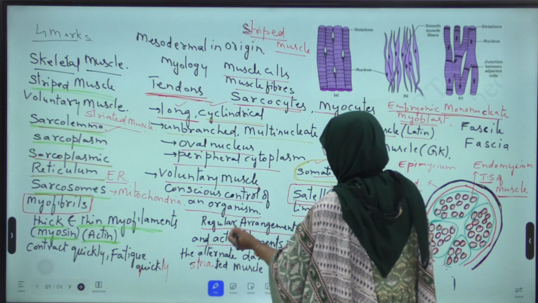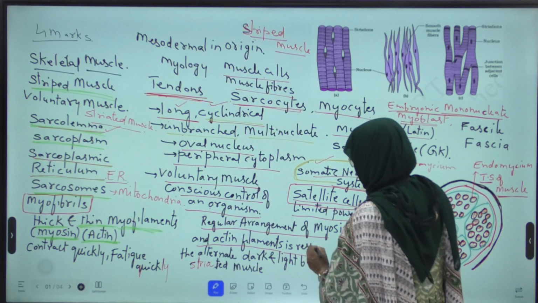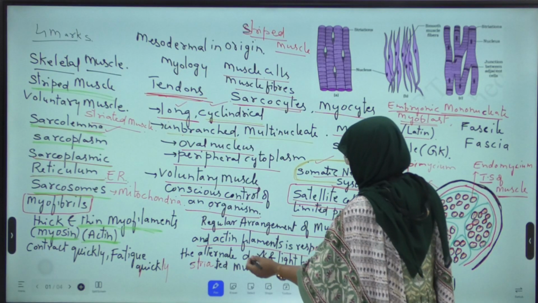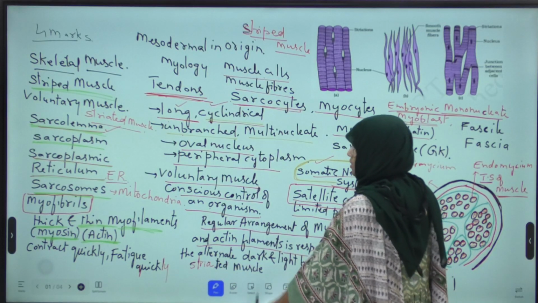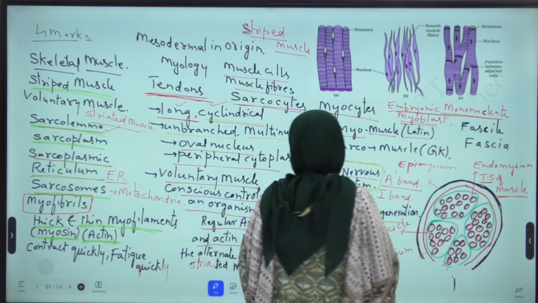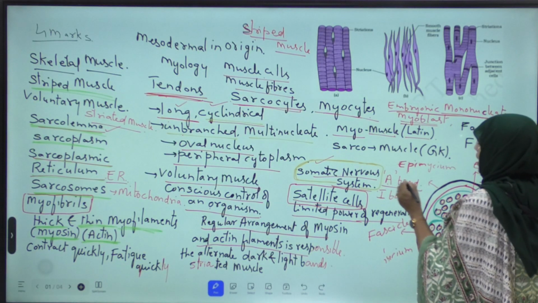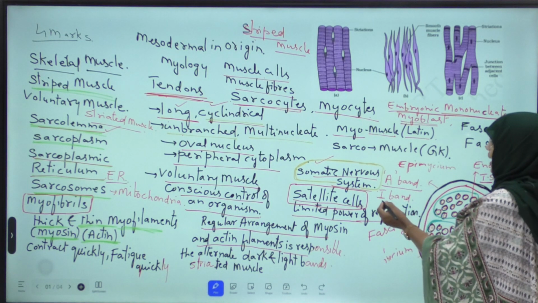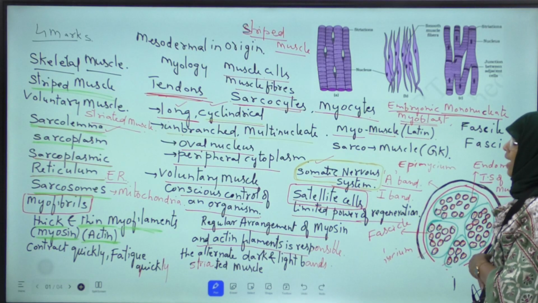Next, regular arrangement of myosin and actin filaments is responsible for the alternate dark and light bands of the striated muscles. Hence, this muscle is called striped muscle or striated muscle. The dark band is called the A band or anisotropic band. It is made up of myosin protein, and the light bands are called the I band or isotropic band, which is made up of actin protein.